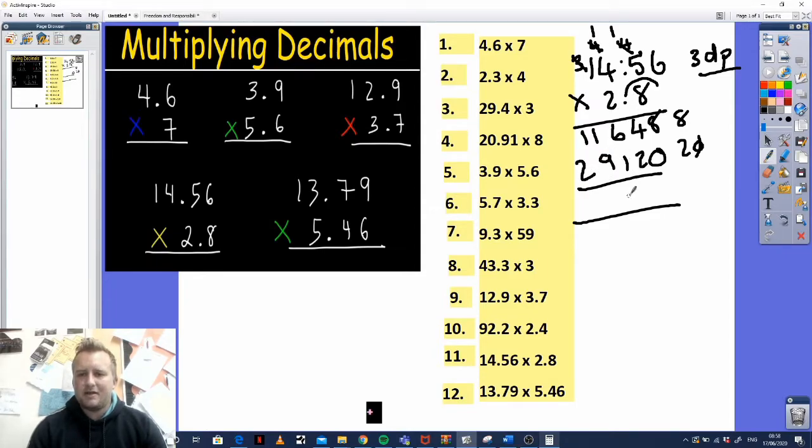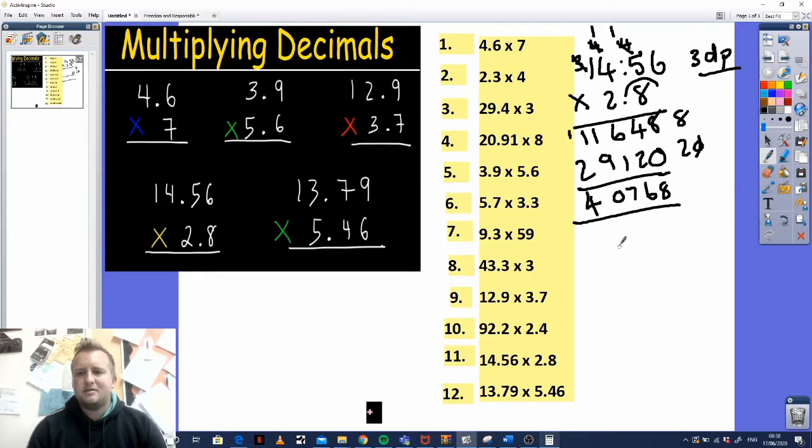I add them all up together. This is the easy bit. 8 plus 0 is 8. Add them all up. 4 plus 2 is 6. 6 plus 1 is 7. 1 plus 9 is 10. And then you've got 1 plus 1 plus 2 is 4.